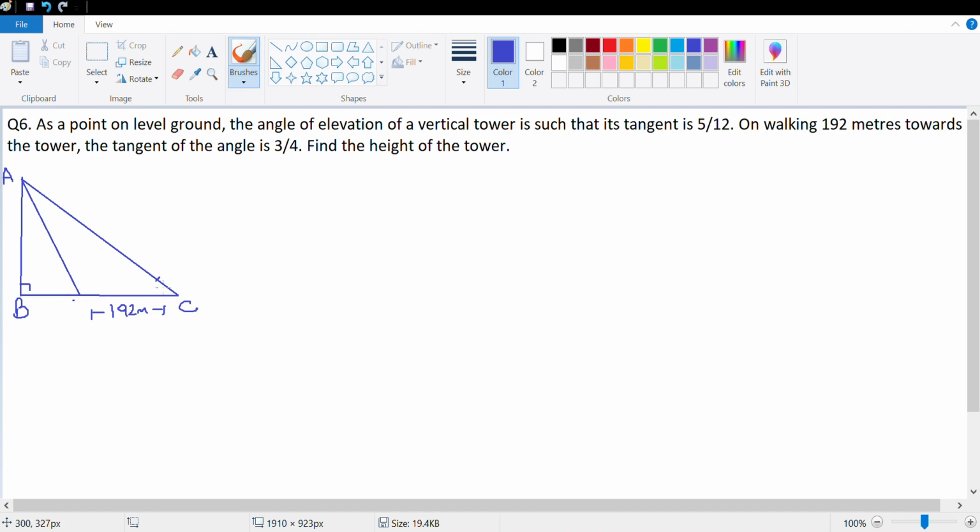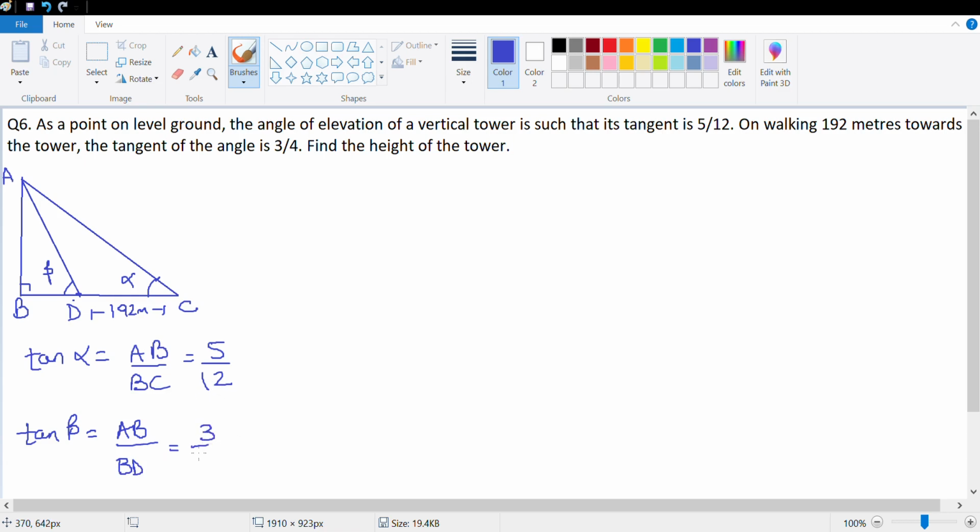So let the first angle be alpha, let the second angle be beta. Perfect. So as per this, tan alpha will be perpendicular upon base, in this case AB upon BC. This is given equal to 5 upon 12. Perfect. And tan beta is given equal to AB upon, let's name this point D. So this is AB upon BD, which is given equal to 3 upon 4.